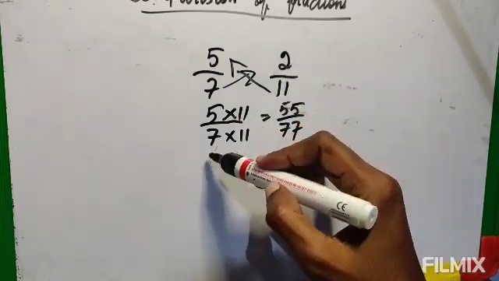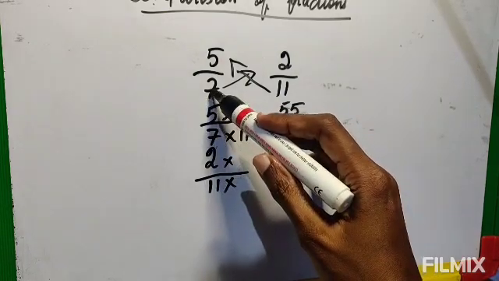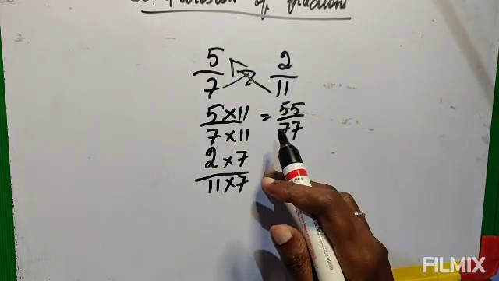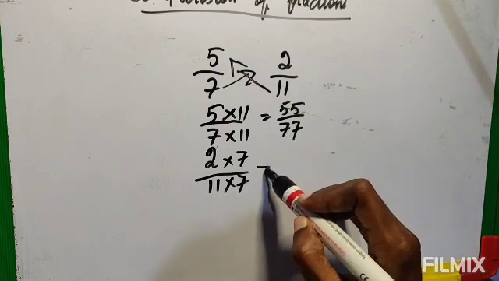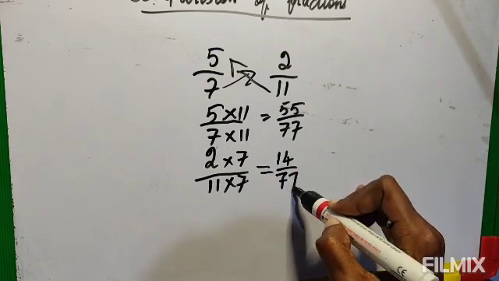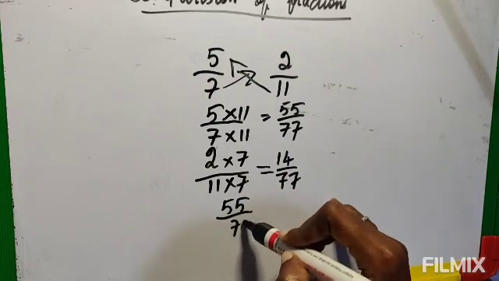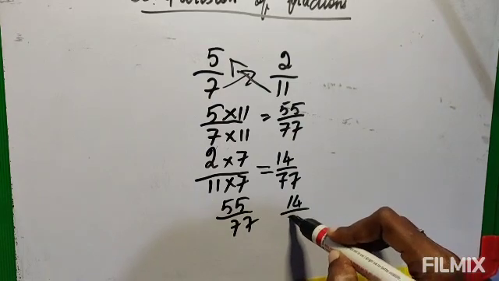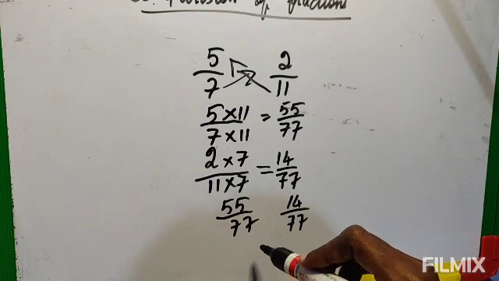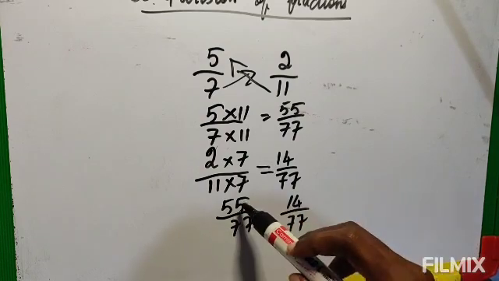Now we take the fraction 2 by 11. This fraction you have to multiply by the denominator 7. When you multiply the numerator, you have to multiply the denominator also, then only the value will not be changed. 2 7s are 14, 11 7s are 77. Now we have got the fractions 55 by 77 and 14 by 77. Both have the same denominator, so we have changed them into like fractions. Now you compare the numerators. In 55 and 14, 55 is bigger.